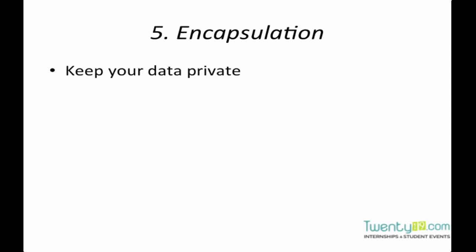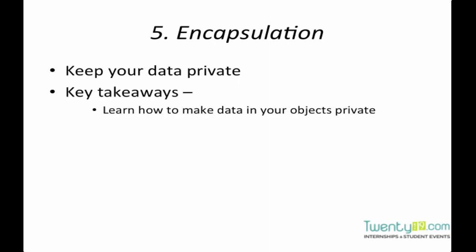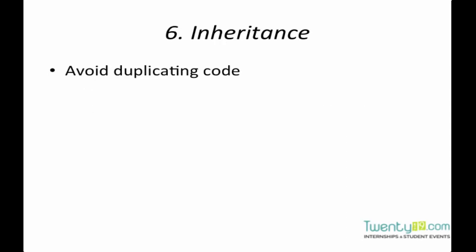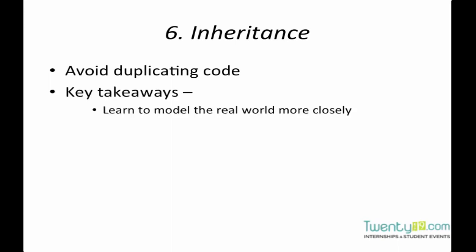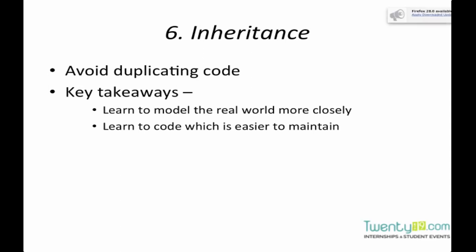Encapsulation. Learn how to keep your data private. The key takeaways are to learn how to make the data in your objects private, and also how to add some methods to protect your data. Inheritance. You are going to learn how to avoid duplicating code. The key takeaways are to learn to model the real world more closely and to write code which is easier to maintain for the people who are going to maintain your code.